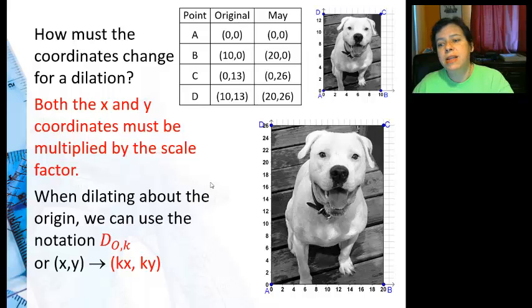And when dilating about the origin, we tend to use this notation, a D for dilation. Then the next point is the point where you're dilating about. For right now, we're starting at the origin, which is the easiest dilation. Then you put a comma and the scale factor. So normally this will be a number. Or you can use this other form of notation, which is (x, y) goes to (kx, ky). Again, that only works for the origin.